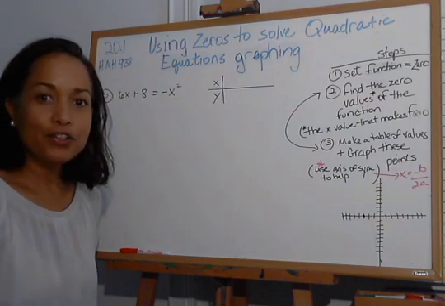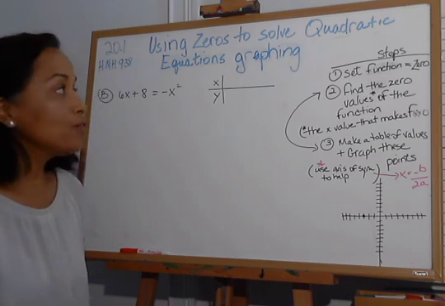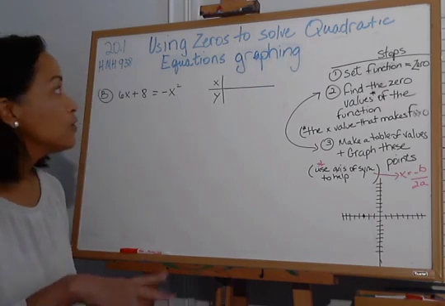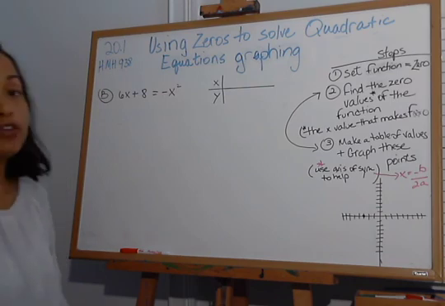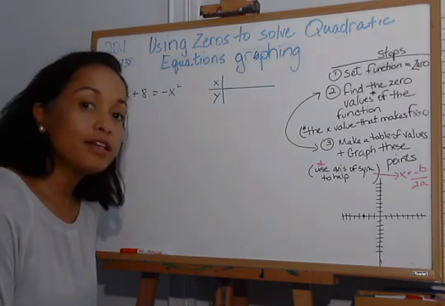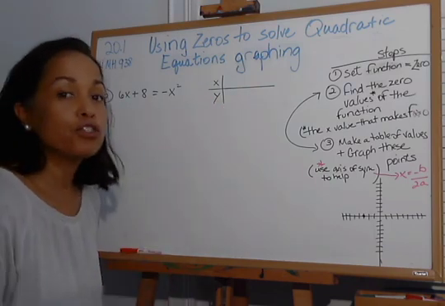Everyone, Miss A here. Today we're going to finally start solving quadratic equations. And the way we're going to do it today is by using zeros and graphing. This is section 20.1 HMH 930, page 938, in case you're in our class. So let's get going. There are a few steps I want to mention first.